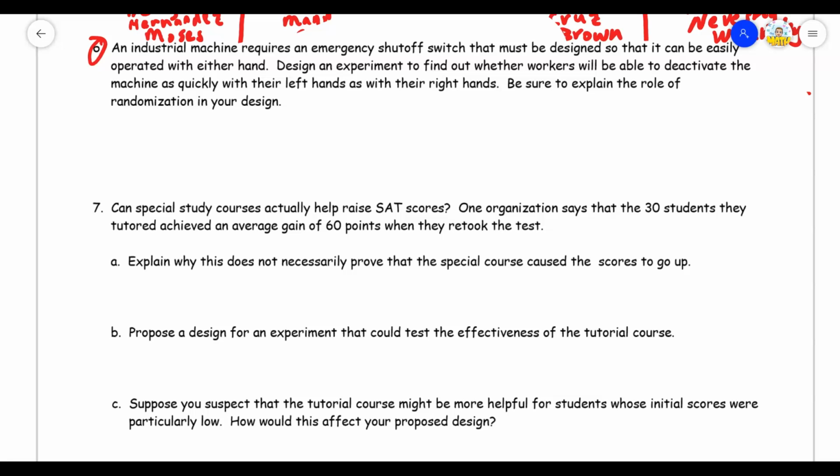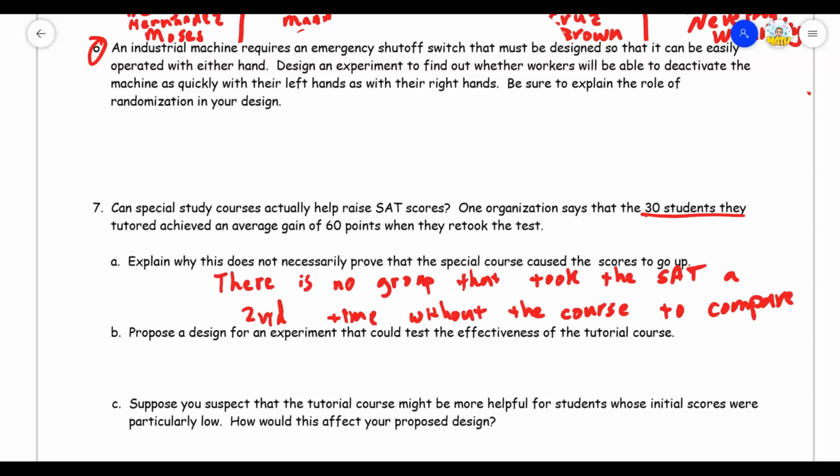Okay, can special study courses actually help raise SAT scores? Probably. One organization says that 30 students they tutored achieved an average gain of 60 points when they retook the test. Explain why this does not necessarily prove that the special course caused the scores to go up. Okay.